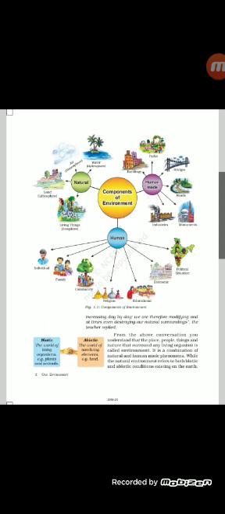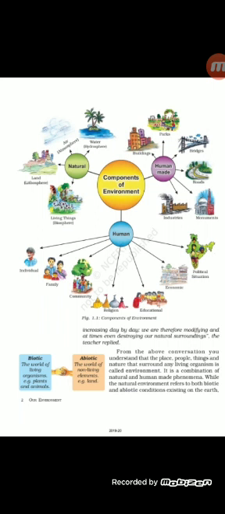You can see the different components of environment in the picture, like natural environment. Natural environment are air or atmosphere, land, or we can also call lithosphere, water or hydrosphere, living things, biosphere. What are the natural components of environment? Air, land, living things, water, these are natural environments. And what are the other components of environment?